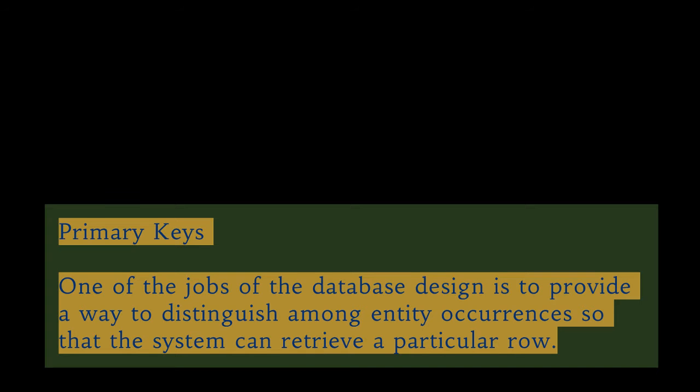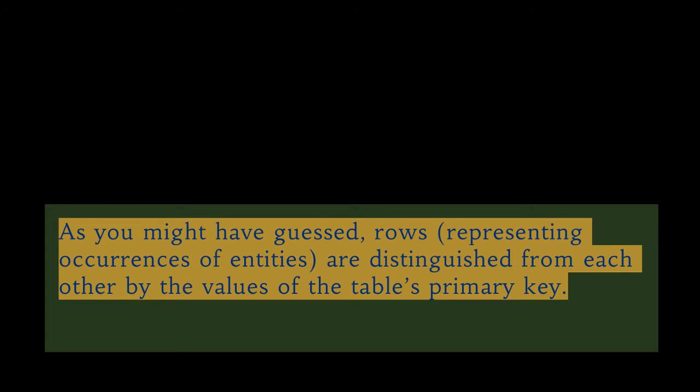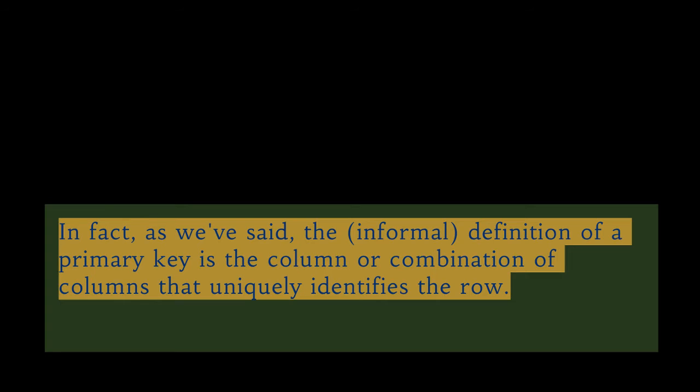Primary keys. One of the jobs of the database design is to provide a way to distinguish among entity occurrences so that the system can retrieve a particular row. As you might have guessed, rows representing occurrences of entities are distinguished from each other by the values of the table's primary key. In fact, as we've said, the informal definition of a primary key is the column or combination of columns that uniquely identifies the row.